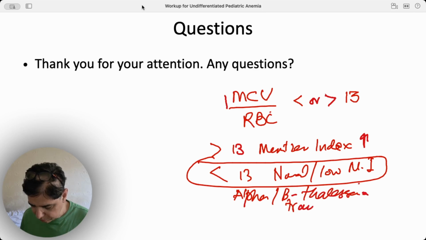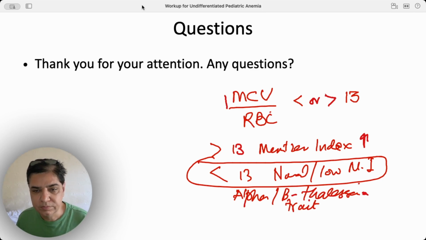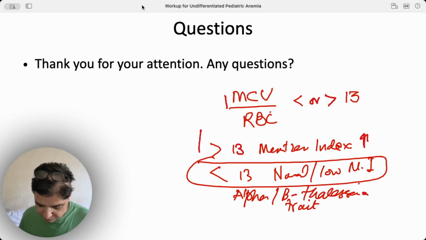Iron deficiency is more than 13. Yeah, more than 13 would be iron deficiency.